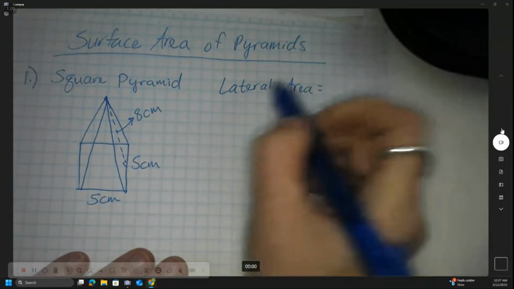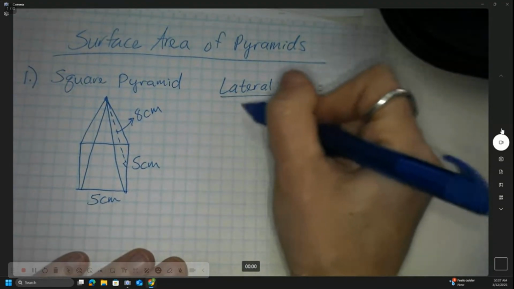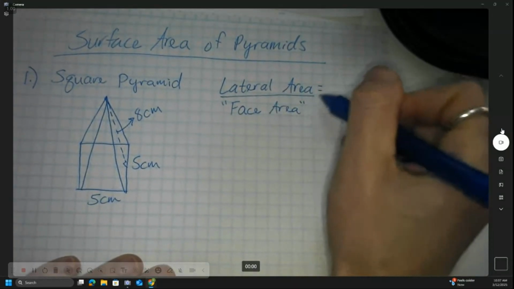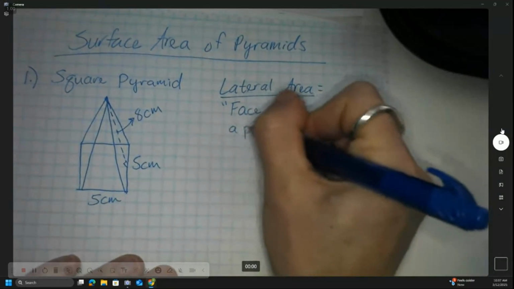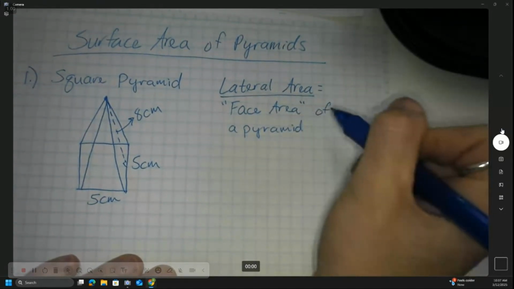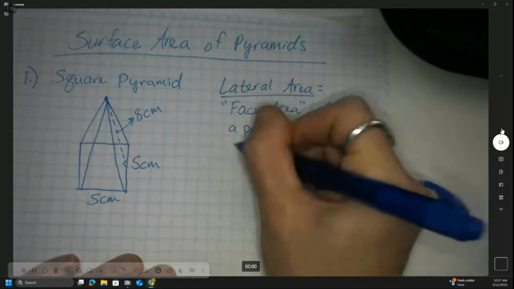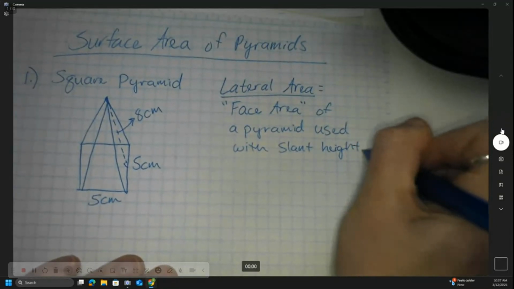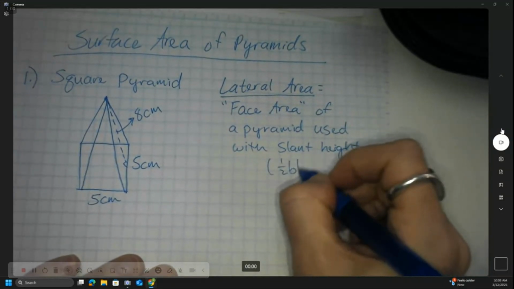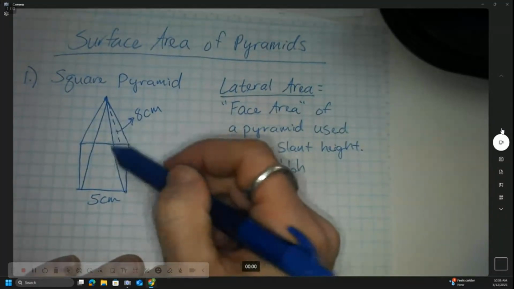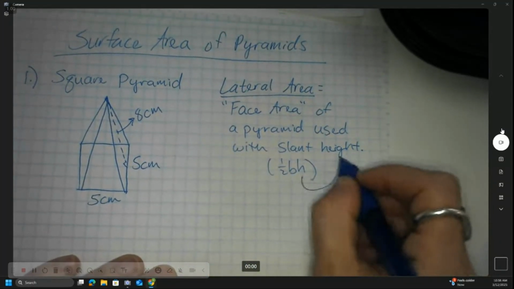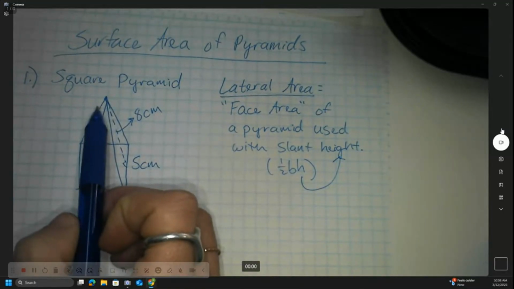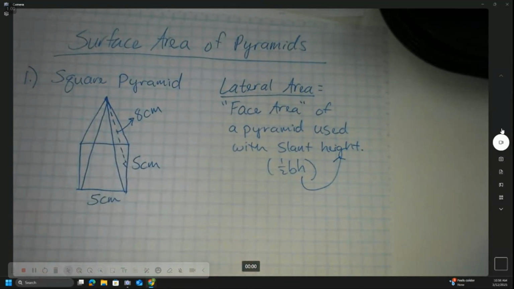And lateral area is technically, I'm going to put it in quotes, the face area of a pyramid used with slant height. Okay, so when you do 1/2 times base times height to solve for the area of this side, or this face, I should be saying, the slant height is what you're using for that h now. Not the true height inside that pyramid, okay, the slant height of the pyramid.